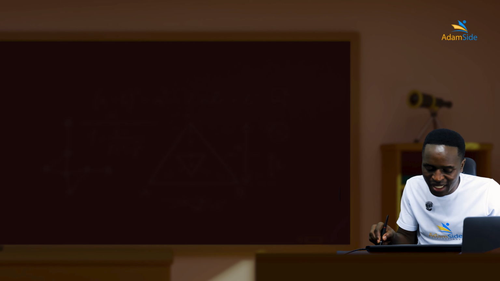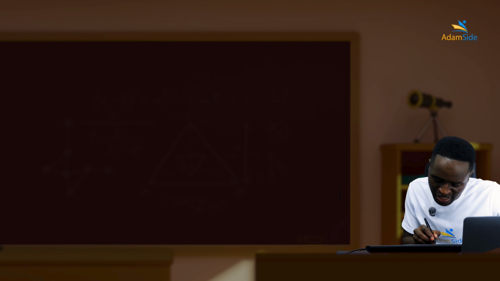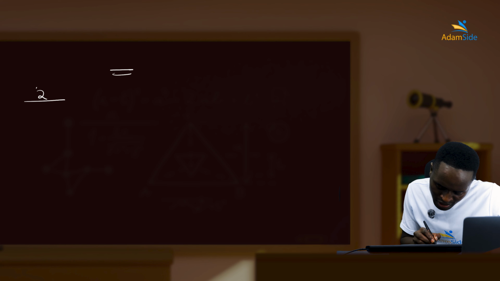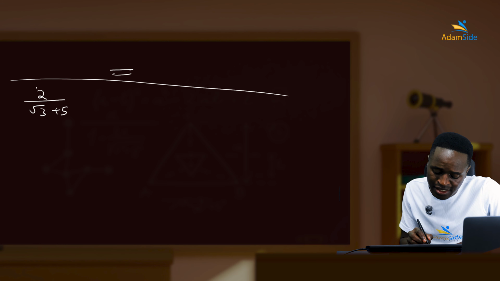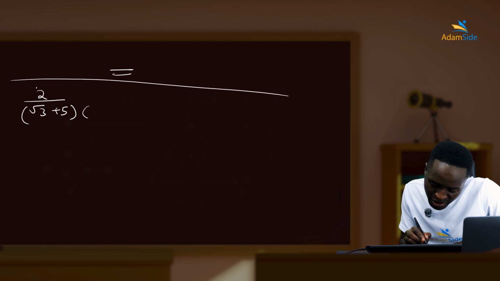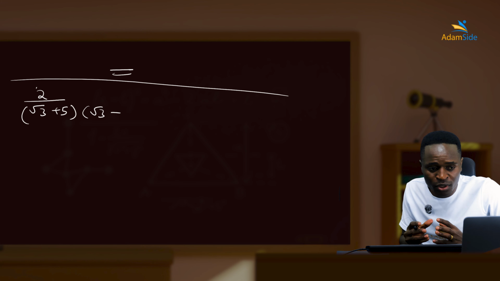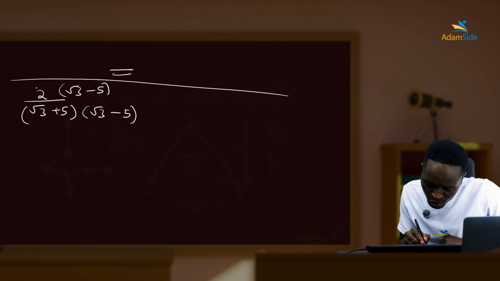Then you can have, maybe, 2 over root 3 plus 5. How do you rationalize? To rationalize is getting rid of the surd in the denominator. In other words, you have to multiply by its conjugate. And we know a conjugate is the same surd but with a different sign. So you have root 3 minus 5.